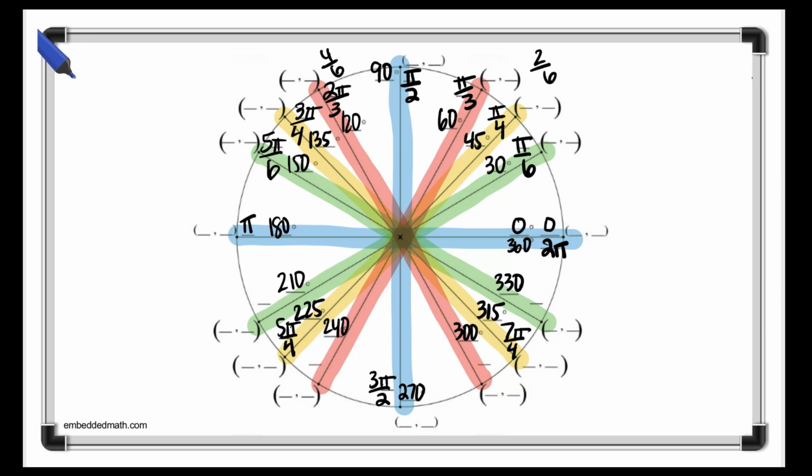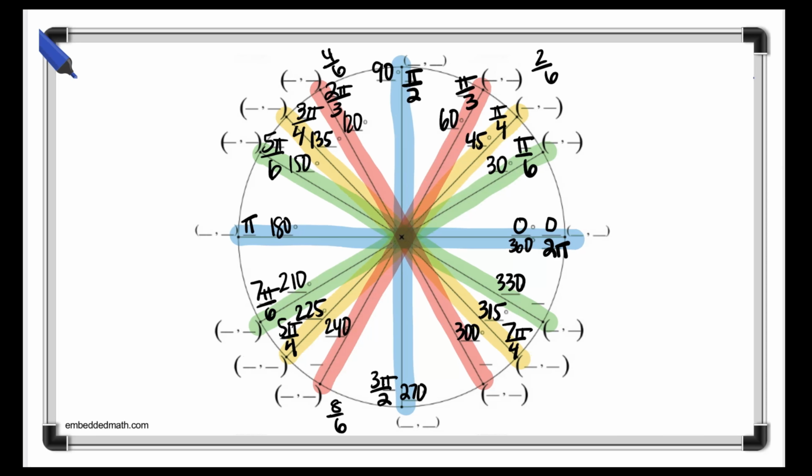Add another 1/6, get us 7 pi over 6. Adding another gets us 8 pi over 6, which is the same thing as 4 pi over 3. Another 1/6 is 9 pi over 6, which is 3 pi over 2. One more gets us 10 pi over 6, which is the same thing as 5 pi over 3. Adding another 1/6 is 11 pi over 6. And one more is 12 pi over 6, which is the same thing as 2 pi.